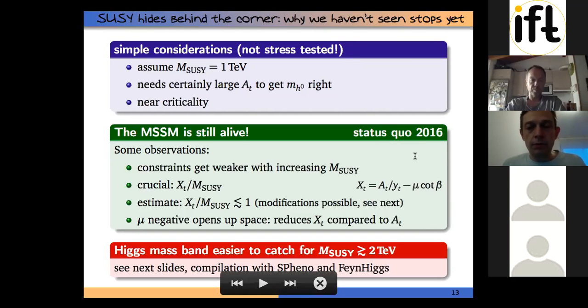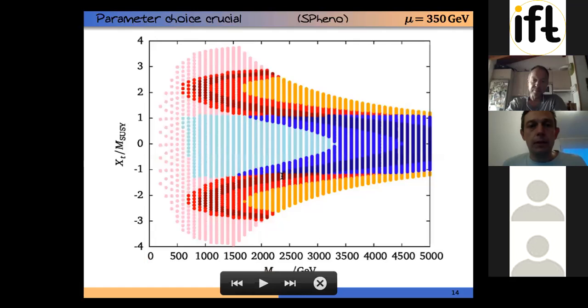However, as I found for myself in 2016, the MSSM is still alive because, at the end, it's quite obvious, the constraints get weaker with an increasing MSUSY. Crucial is, of course, the ratio of xt over MSUSY, where xt is defined in my setup here, where I didn't factor out the Yukawa couplings from the A terms like this. So it's basically AT minus mu times cotangent beta. And then let's see what is going to happen when we go now to larger SUSY values.